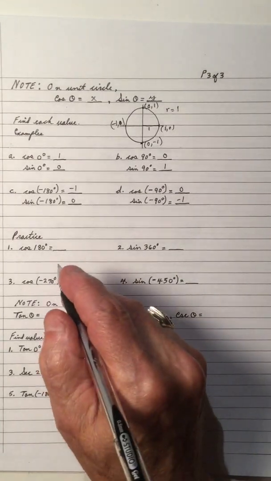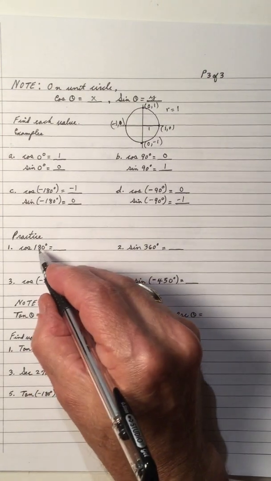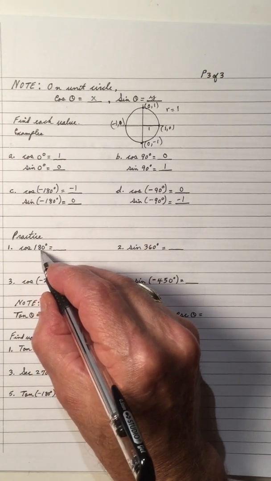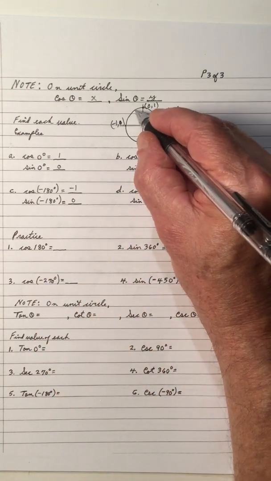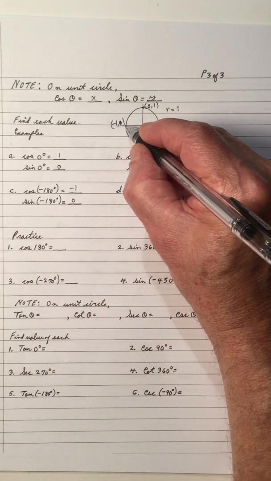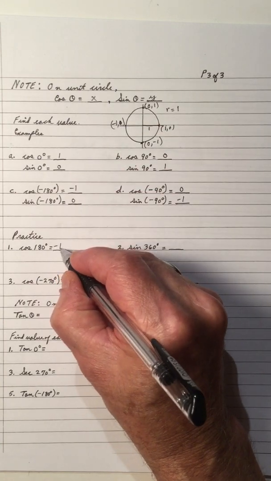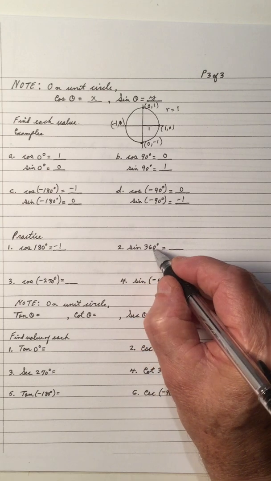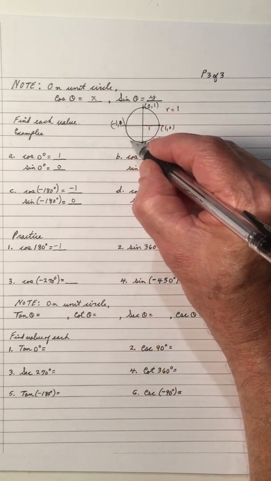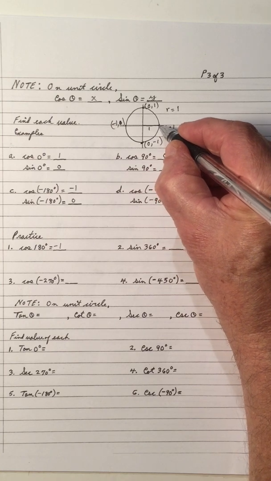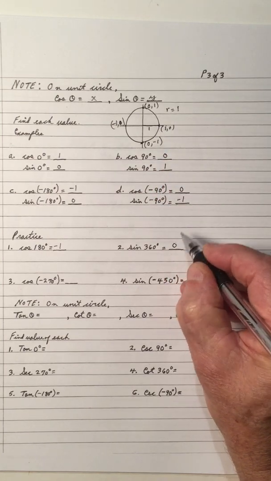Practice means you can pause your video and work these out. 180 rotation. 180 rotation is right to here. There's the 180 rotation. Cos is the x, which is negative 1. The sine of 360. 360 is the rotation right to here. And sine is the y, so it's a 0. Again, check with your calculator.